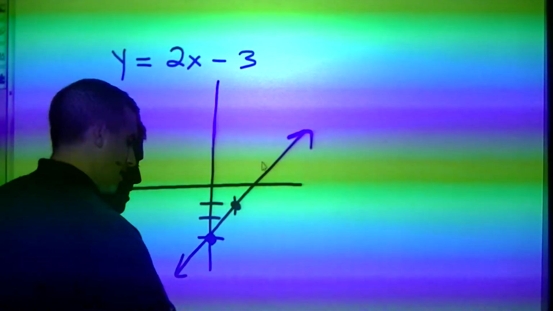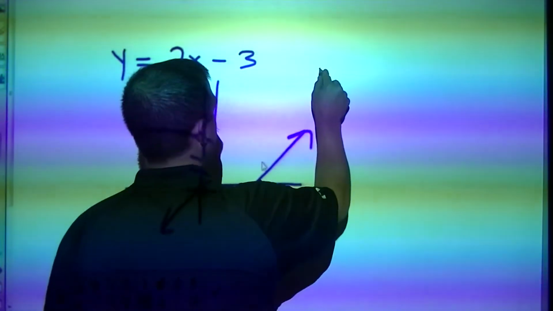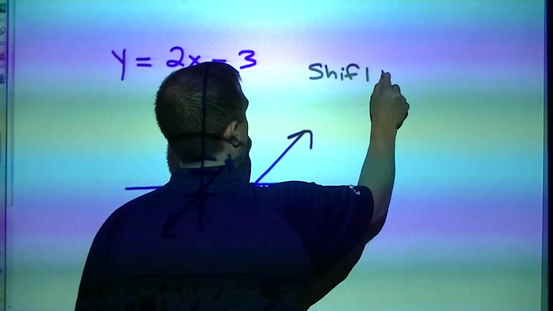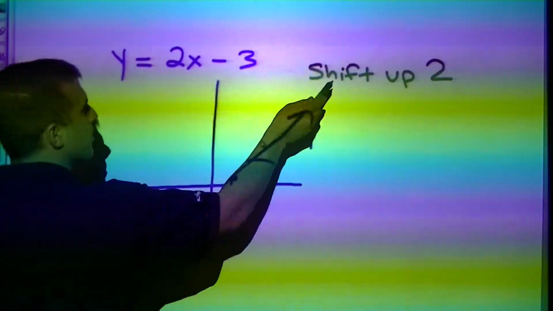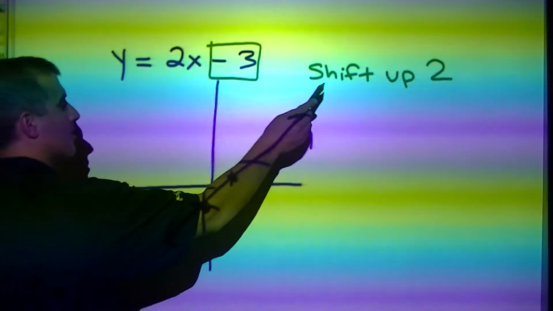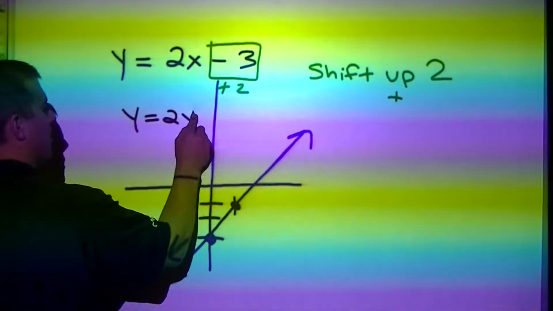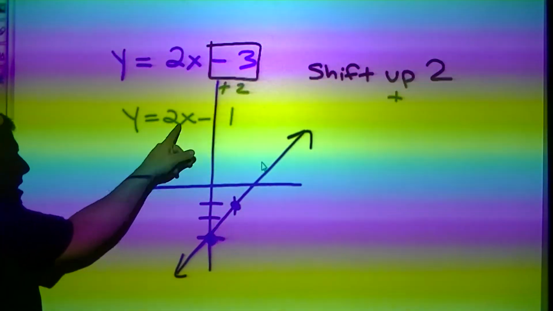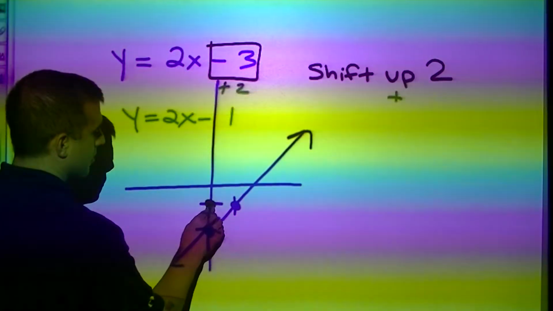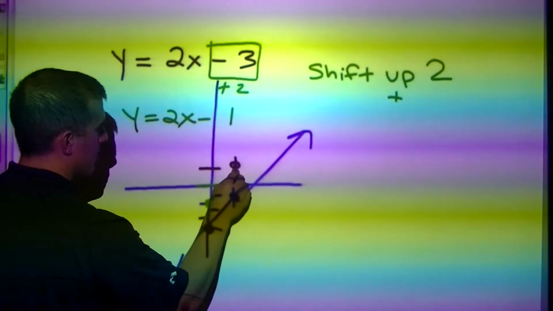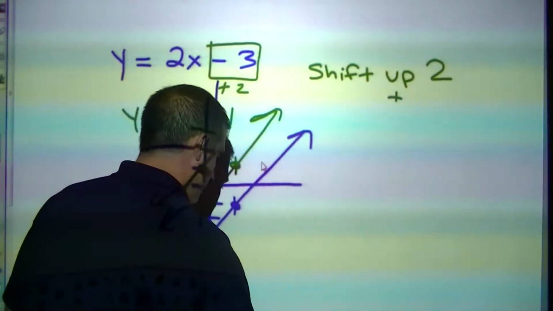My graph there is in blue. Now, let's apply some different transformations. Let's say it said shift it up 2. What that means is, whatever the y-intercept is, up means positive, so I would add 2. So I'm going to graph the line y equals 2x minus 1. That basically takes this point and moves it up 2 spaces, and then I go up 2 over 1, and there's my line. That's an example of a shift up 2, in green.